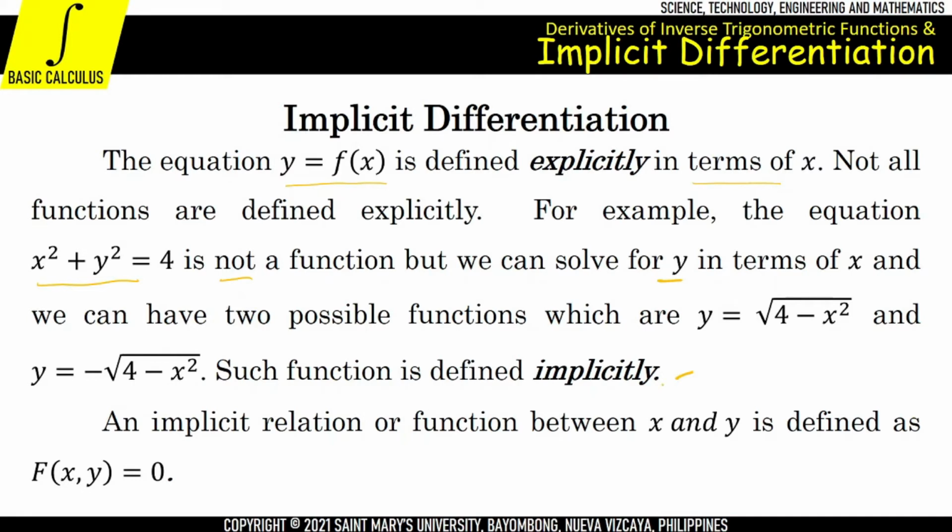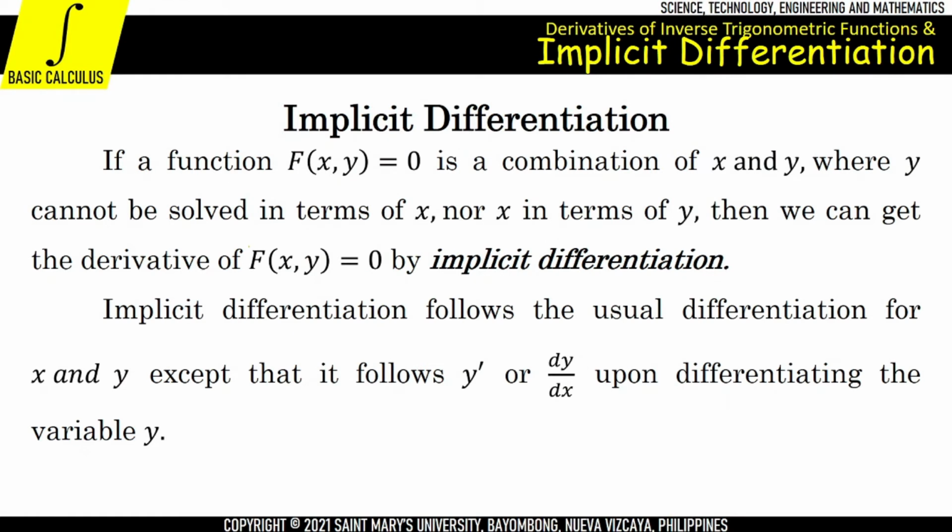Again, in an implicit function, we cannot express our function in terms of x. Now, an implicit relation or function between x and y is defined as f of x, y is equal to 0. Again, remember that since we cannot express the given function in terms of x, what we do is we remain it in terms of x and y. So, we equate it to 0.